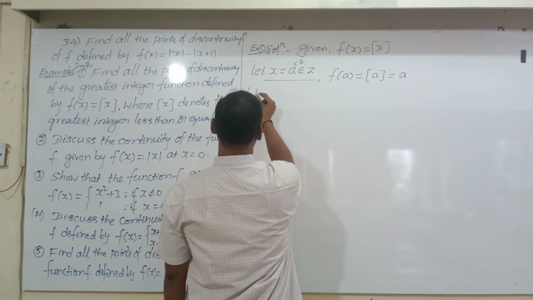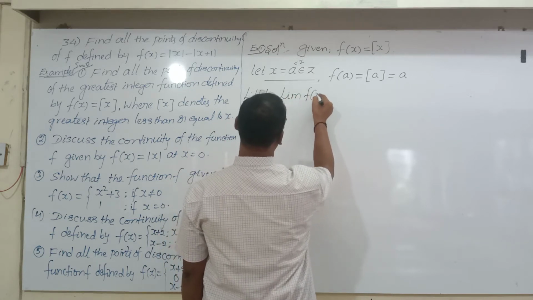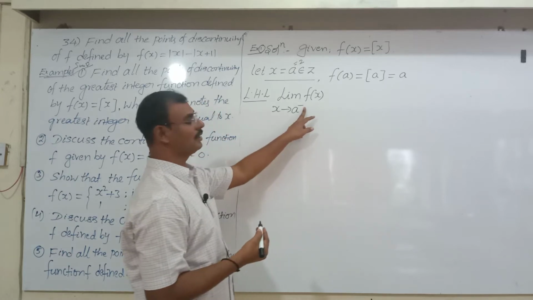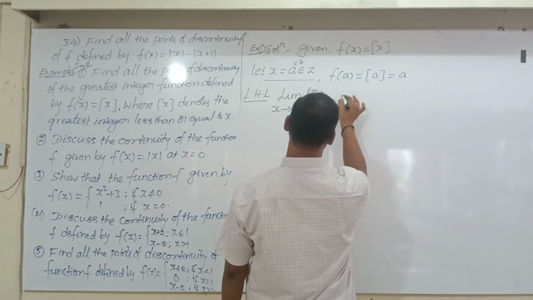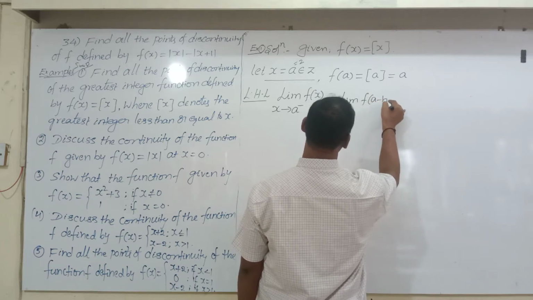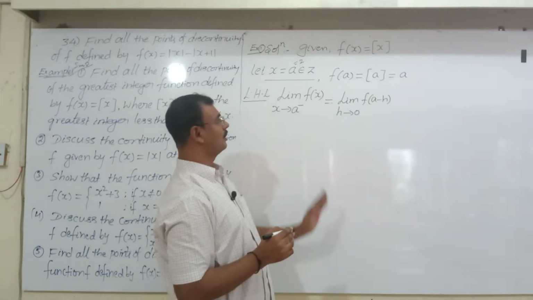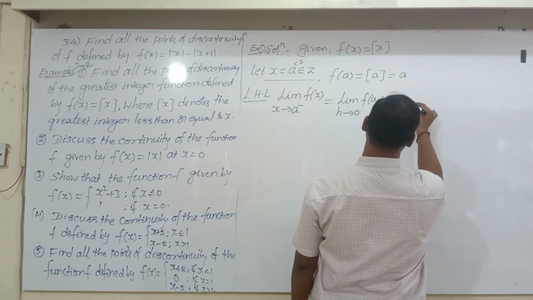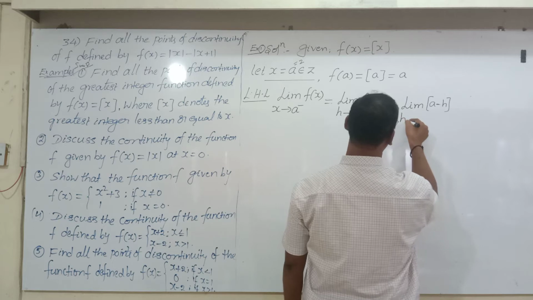Next, we have to calculate the left hand limit. Limit of f of x as x approaches a from the negative side. It means the left hand side, less than a. This I can also write as limit of f of a minus h as h tends to 0. This is the conversion method. Now use the function: substitute x is equal to a minus h. Limit of greatest integer of a minus h as h approaches 0.